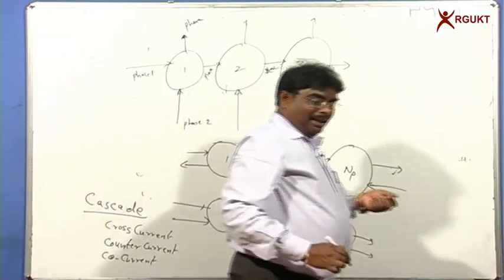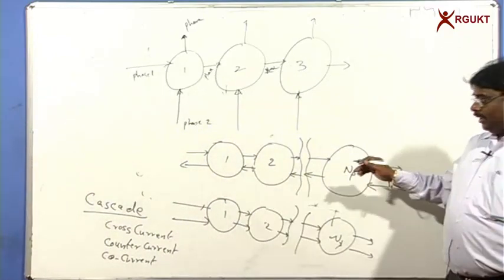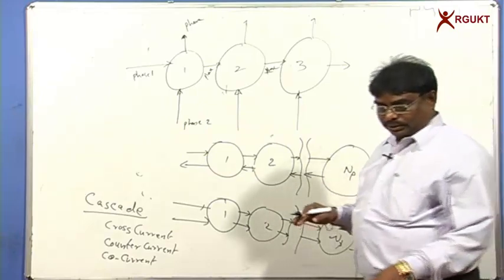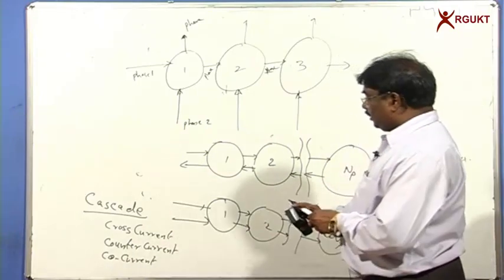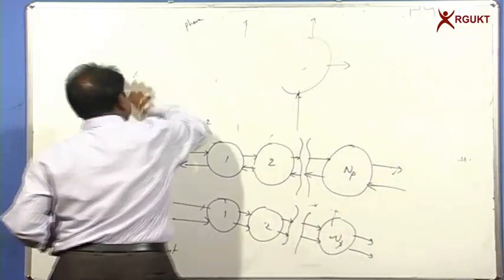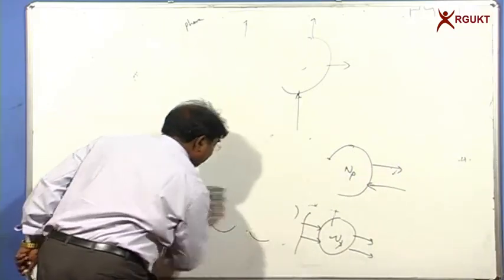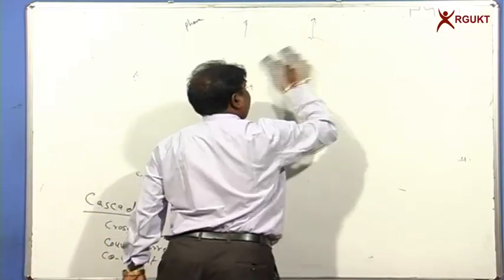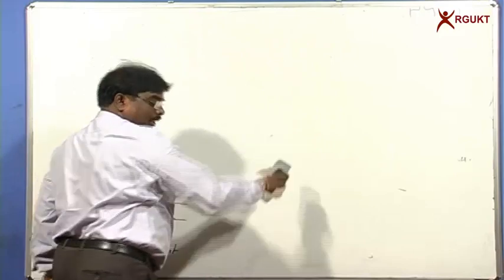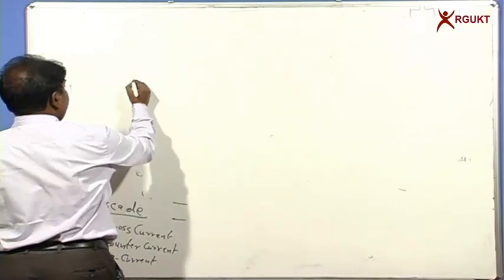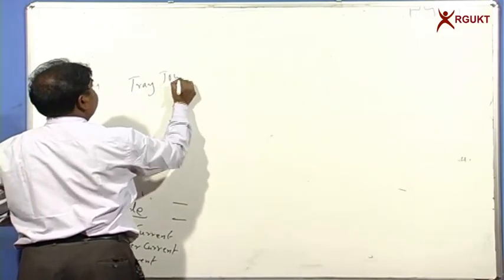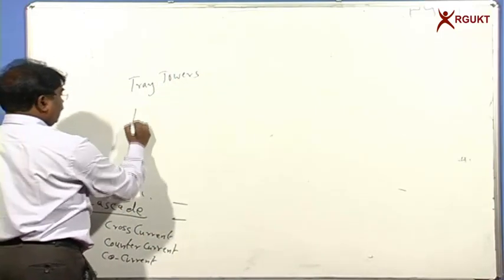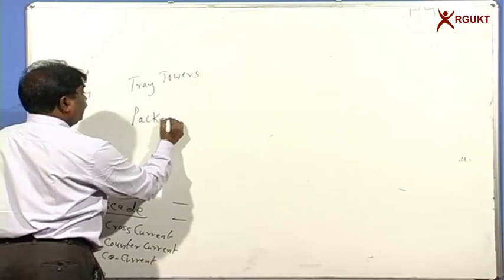And maybe at a later point in time we are going to discuss more about these counter current, cross current, and co-current operations. Then the next question comes into the picture: how do we keep the stages in a tower? This may be tray towers or packed towers. Continuous operation is possible with the tray towers, or with the packed towers.